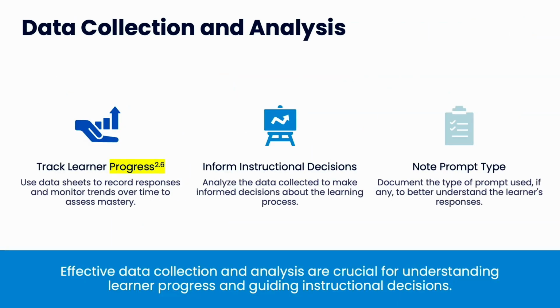A huge part of this is data collection. After every trial, you're going to write down how they did, what happened. We're going to use data sheets to record the responses and monitor trends over time to assess mastery. When you're using DTT, the goals are pretty easy to write. It's like 80% mastery over 3 trials with 2 different therapists. This is how we decide whether we can stop working on touch bird. They got that. Let's move on to other vocabulary words so we can build their vocabulary.